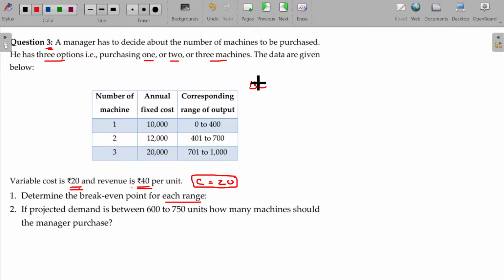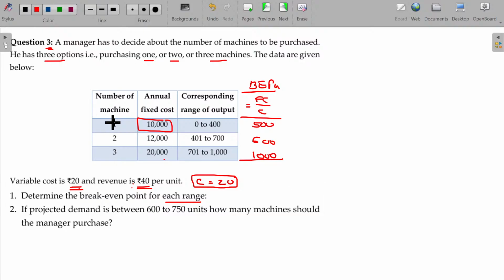So break-even point in units is equal to fixed cost divided by contribution per unit. Here fixed cost being 10,000 rupees divided by 20 being 500 units. Here 12,000 divided by 20, 600 units. Here 20,000 by 20, 1,000 units. We got the answer here. Clear?